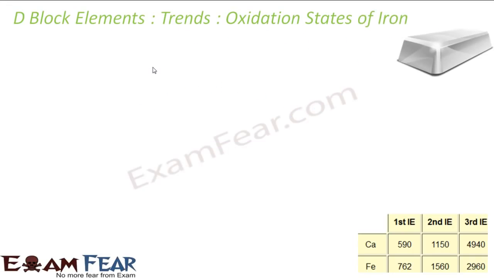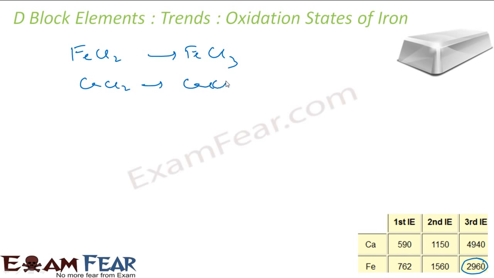So now we'll talk about the oxidation states of iron. In fact, this is exactly what we'll be discussing just now. From FeCl2 to FeCl3 is easy. Why? Because if you see, the third ionization energy is only 2960. And if you talk about CaCl2 to CaCl3, it is difficult. Why? Because the third ionization energy is 4940. So this needs 4940 kilojoule of energy, and this is 2960 kilojoule of energy. This much kilojoule per mole actually.